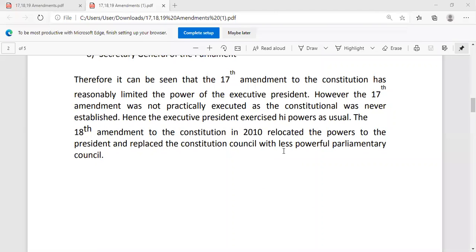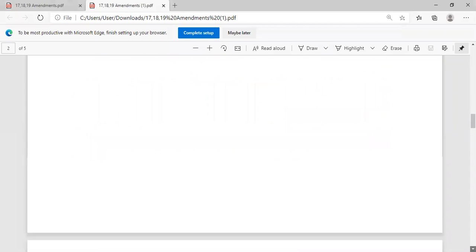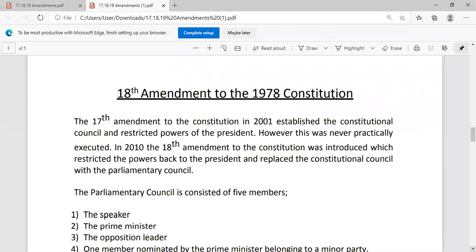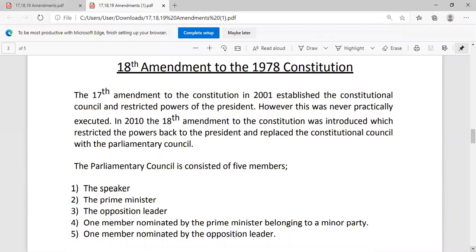Okay. So the 18th amendment, if you go through the note, it says, the 18th amendment to the constitution in 2010 relocated the powers of the president and replaced the constitutional council with a less powerful parliamentary council. There's a note for the 17th amendment too: the 17th amendment of the constitution in 2001 established the constitutional council and restricted powers of the president. Of course, although it was never implemented, we are talking from a theoretical perspective. In 2010, the 18th amendment was introduced, which redirected the powers back to the president and replaced the constitutional council with the parliamentary council.